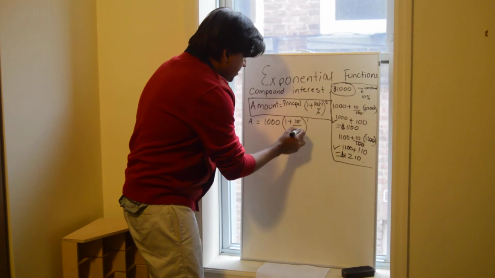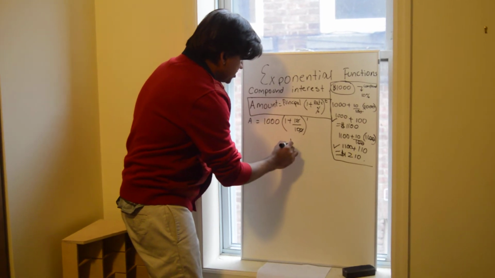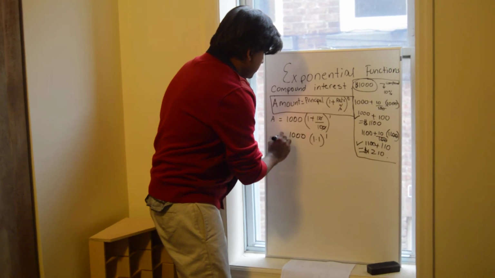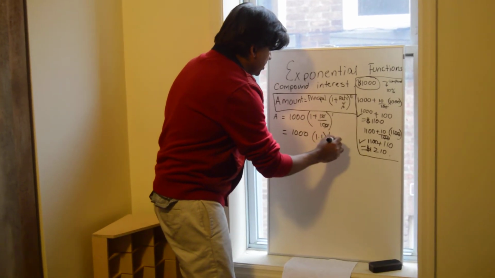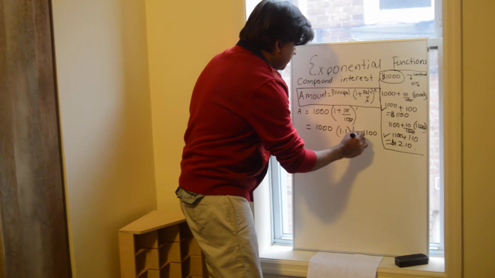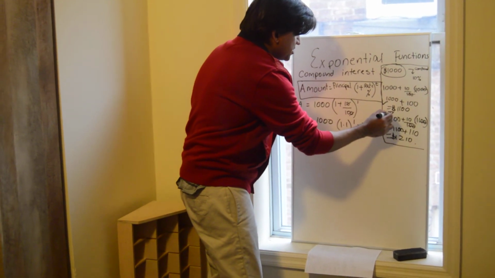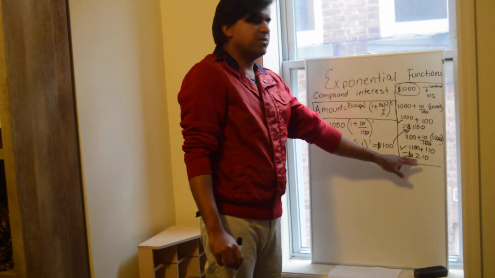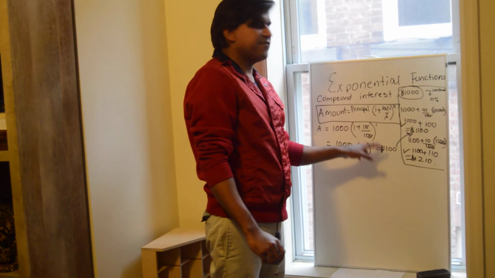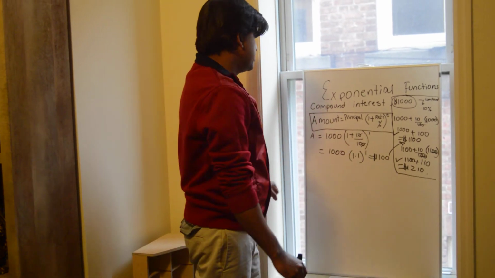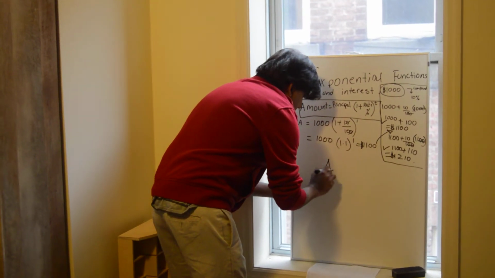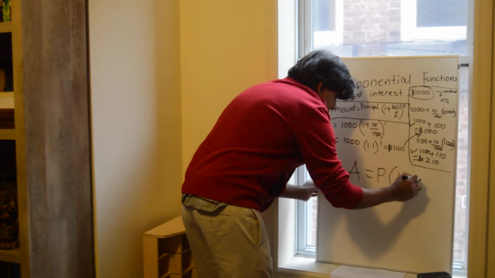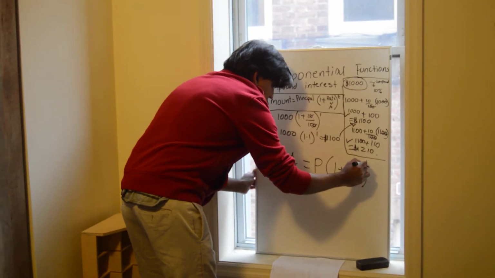So 10 divided by 100 is 0.1, so this becomes 1.1. So 1000 times 1.1 becomes 1100, which is this amount, right? If you did squared, you would get this amount. If you wanted it after 15 years, you'll put 15 years. So our formula becomes our amount, principal, 1 plus the rate in percentage to the exponent t.